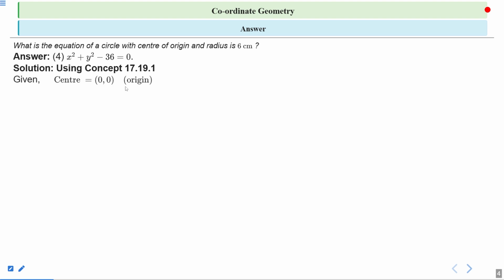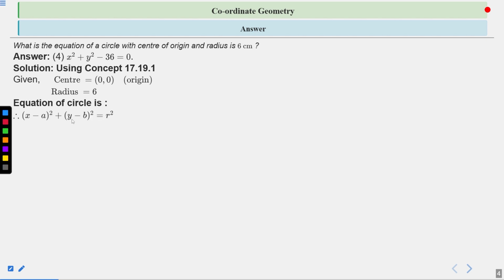So given that center will be 0, 0, origin point. Radius is also given, which is 6 centimeter. So equation of the circle, we can write it, x minus a whole square plus y minus b whole square equals to r square. We know that. So just putting the value, we get x minus 0 square plus y minus 0 square equals to 6 square. So what we get? We get x square plus y square equals to 36. So we can write it into the form of x square plus y square minus 36 equals to 0. So that's why fourth one is the correct answer of this question.